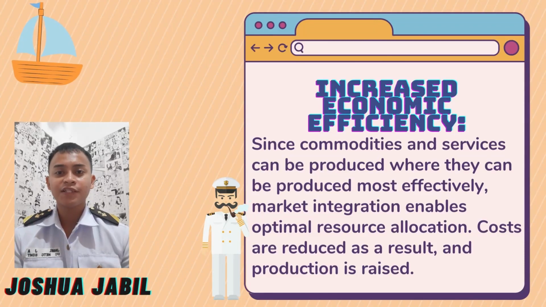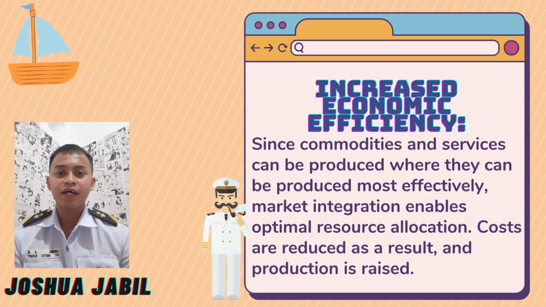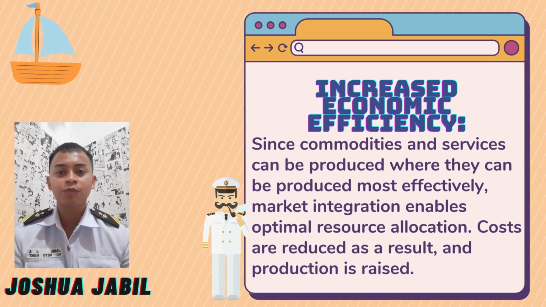Increased economic efficiency. Since commodities and services can be produced where they can be produced most effectively, market integration enables optimal resource allocation, costs are reduced as a result, and production is raised. So, in every business, the owner must be aware of different strategies for sustained purchases, and one way is this optimal resource allocation.